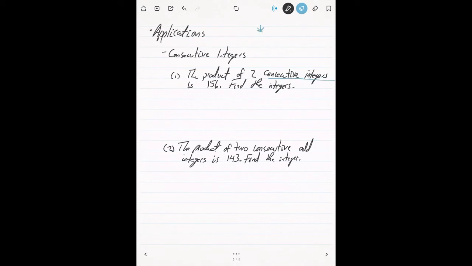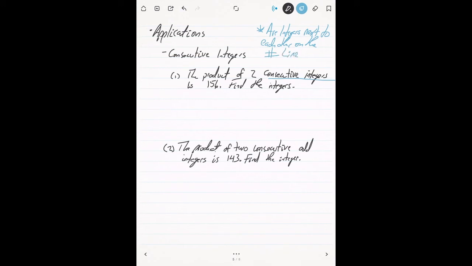So I'm going to say that consecutive integers are integers next to each other. So integers next to each other on the number line.